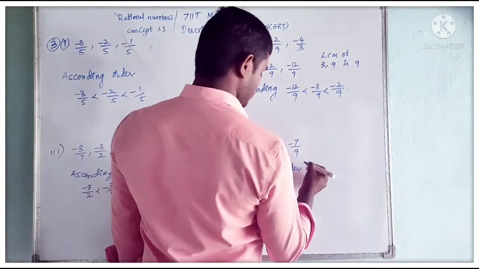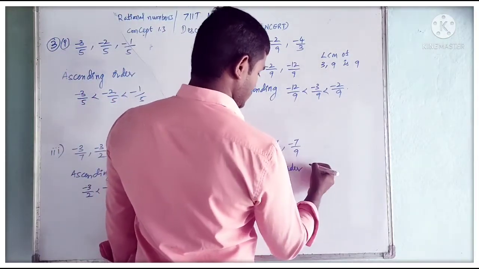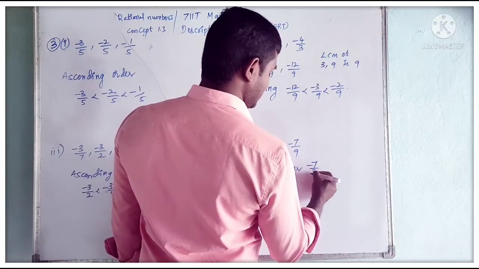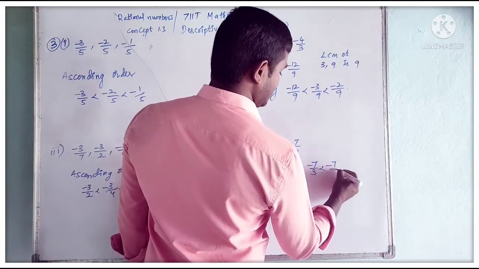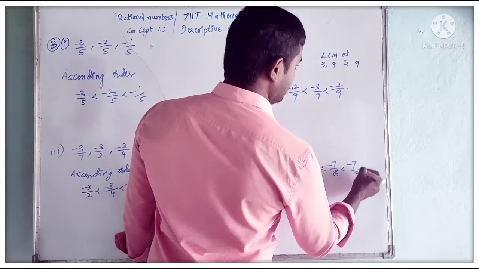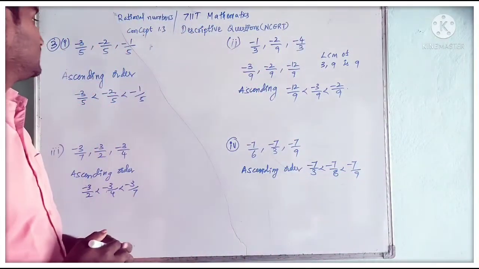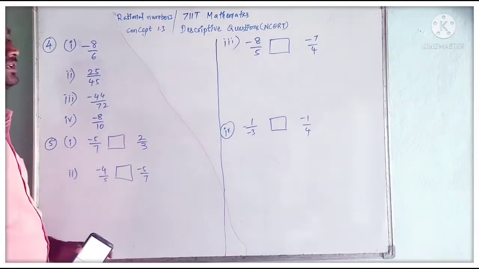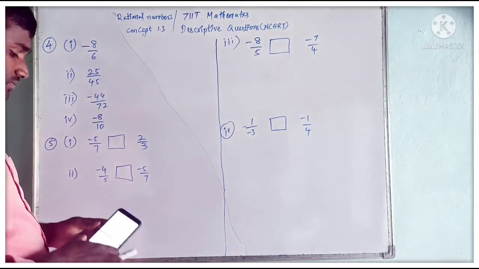So minus 7 by 3 less than minus 7 by 6 less than minus 7 by 9 is the required answer for the third bit. Okay, next. Now I am going to discuss the fourth question.